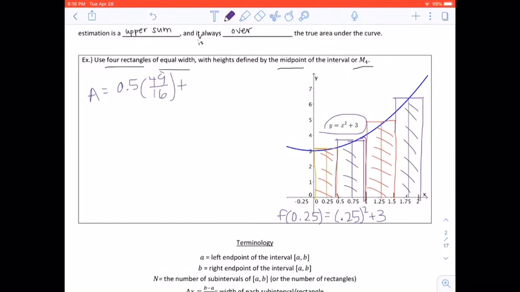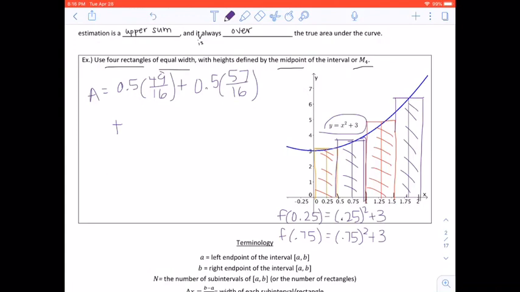Plus the next value to find. We have f of 0.75, and so we have 0.75 squared plus 3. That's the height of that rectangle. So our base of the rectangle is 0.5, and the height of the rectangle is going to work out to being 57/16.